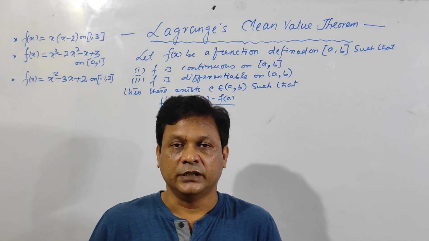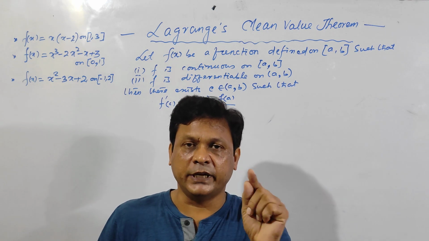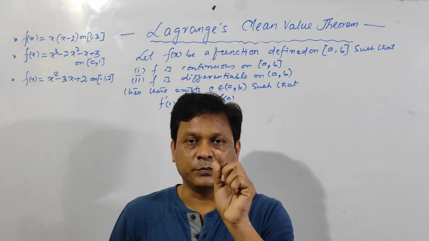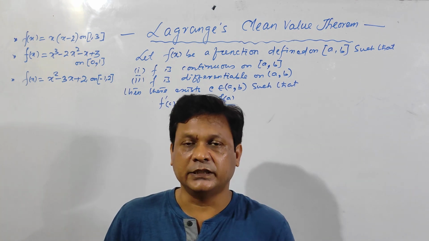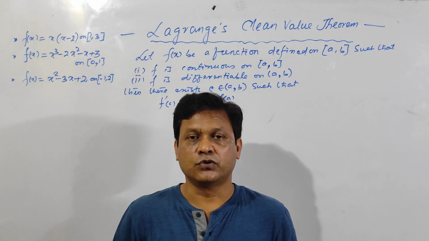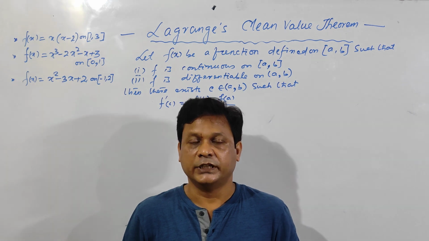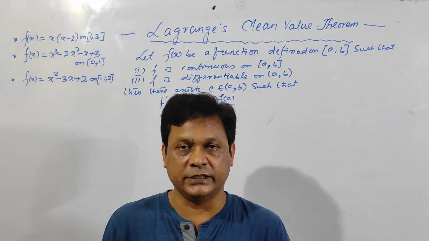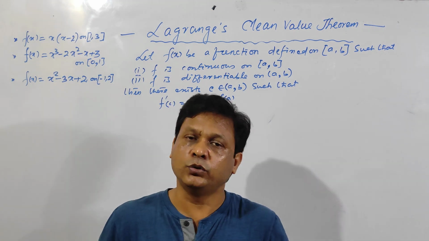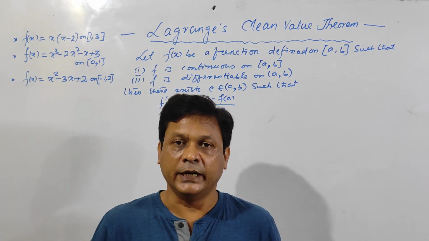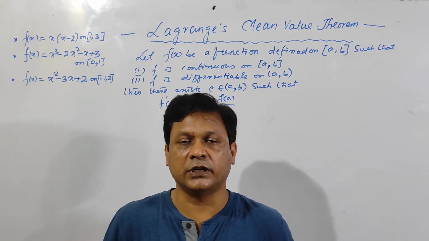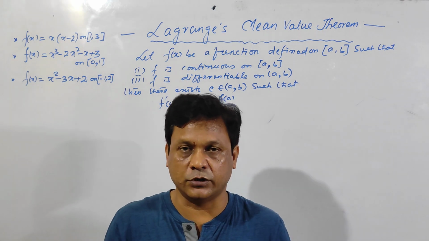That means on the curve there must be a tangent that is parallel to the x-axis. Already I have told you f'(c) means the slope of the tangent at x = c. Derivative means it is the slope of the tangent. Similarly, f'(c) is the slope of the tangent to the curve at x = c. And here the same conditions hold, but the third condition is not there. That means f(a) = f(b) is not here.